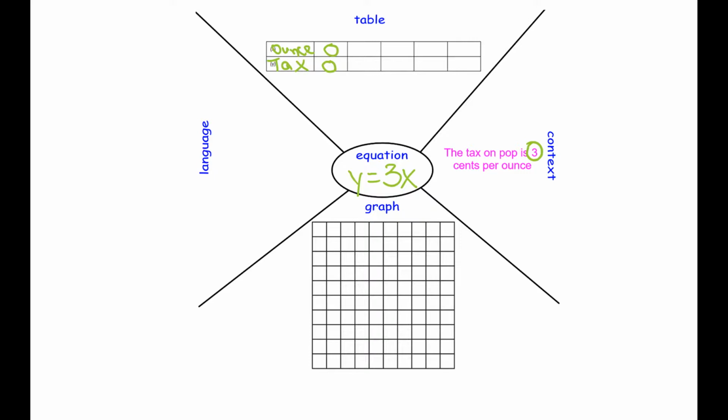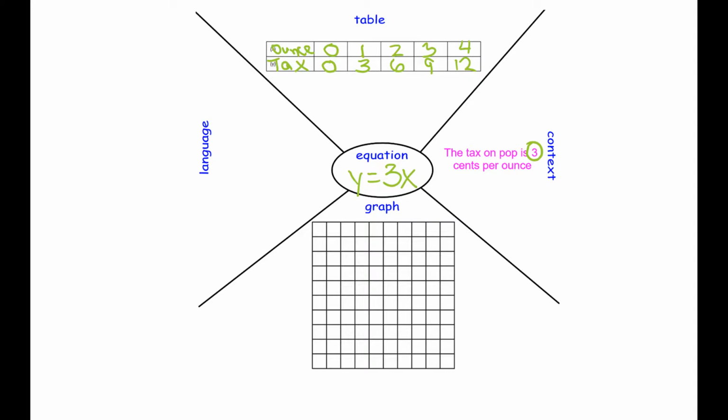If I have 1 ounce, I'd have 3 cents. 2 ounces would be 6, 3 ounces would be 9, and 4 ounces would be 12. So I can really choose whatever numbers I want to put into the table. I usually just go kind of easy numbers, start with 0. Usually I go up by ones, depending on what makes sense. In this case, I think it makes sense just to go up by ones.